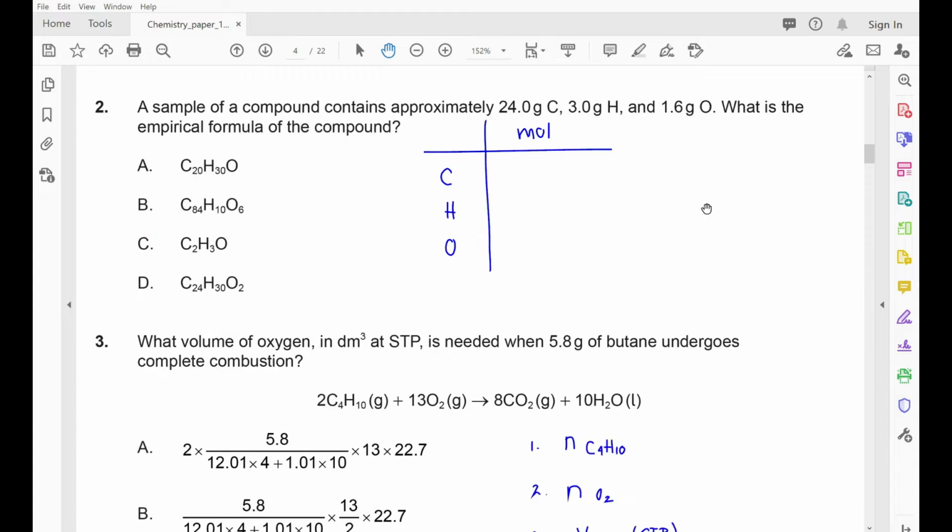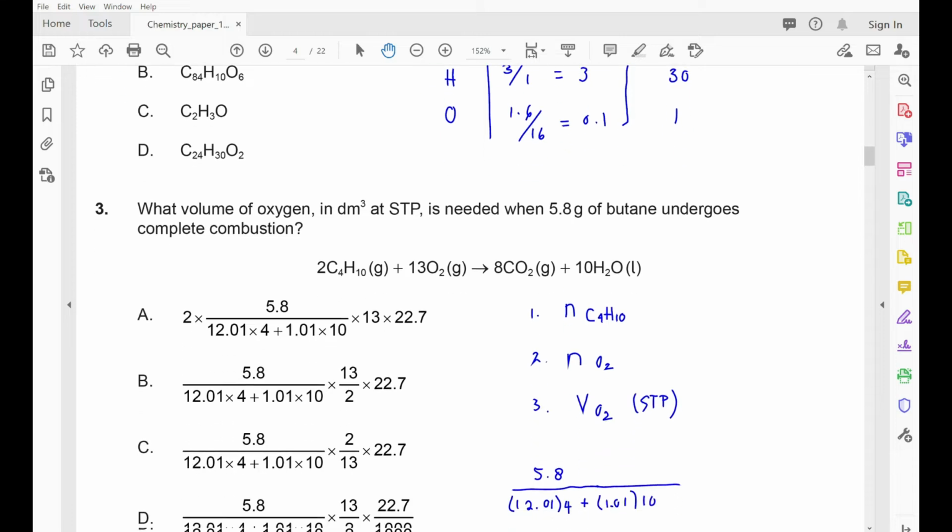Question 2. To find the empirical formula, we want to find the moles of C, H, and O. So 24 gram divided by the relative atomic mass of carbon, that gives us 2 mole. So now to find the simplest whole number ratio, divide everything by the smallest number. So you get 20, 30, and 1. Answer is A.